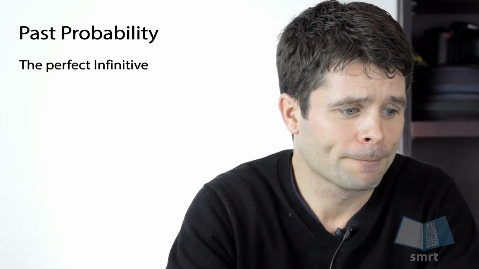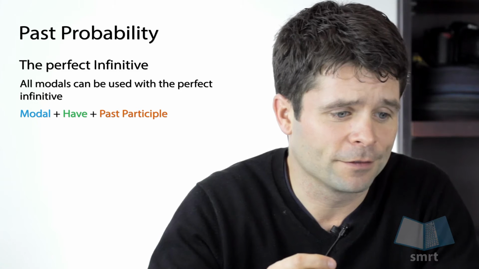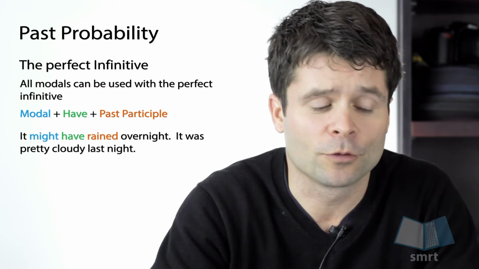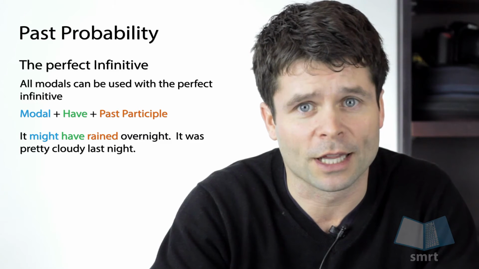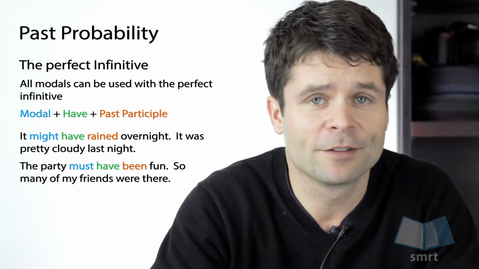So the perfect infinitive, all modals can be used with the perfect infinitive. The perfect infinitive is the modal plus have plus the past participle. Examples: it might have rained overnight. It was pretty cloudy last night. The party must have been fun. So many of my friends were there. She may have gotten lost.